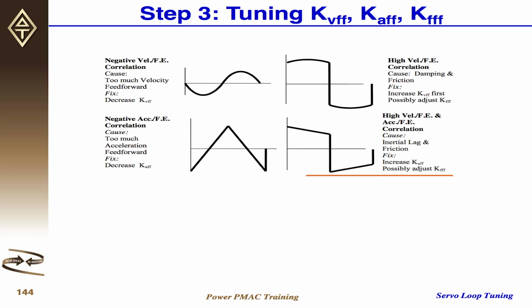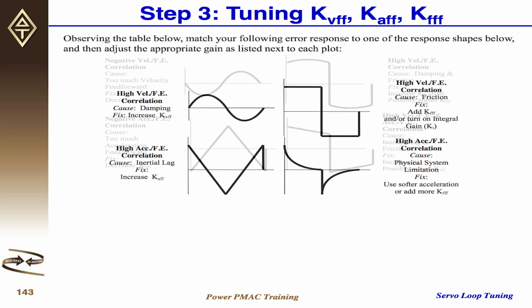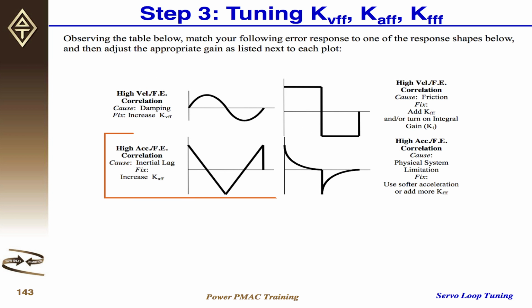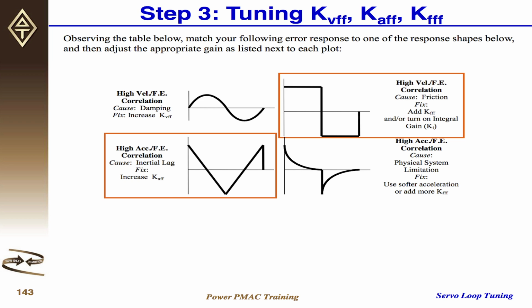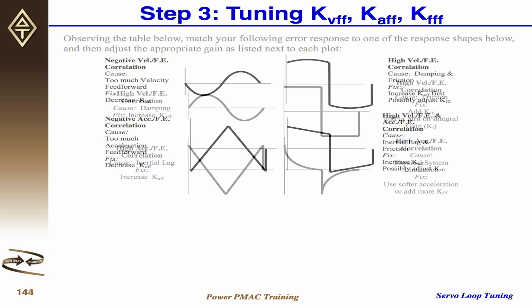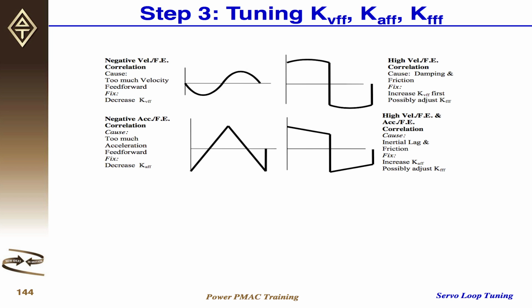And very similarly, this guy is a combination of inertial lag and friction. So you can visualize by adding this case to this case, you would have basically this ramped spot right here, and this ramped spot right here, which is exactly what we have. So as you increase KAFF, the ramps will flatten out on each side, and then add KFFF to bring the flat spots back to 0, just like the friction case.